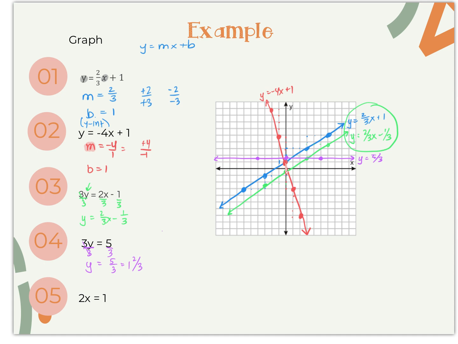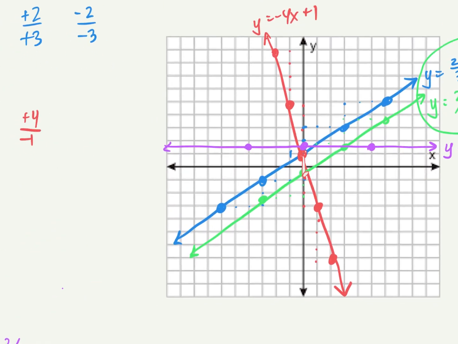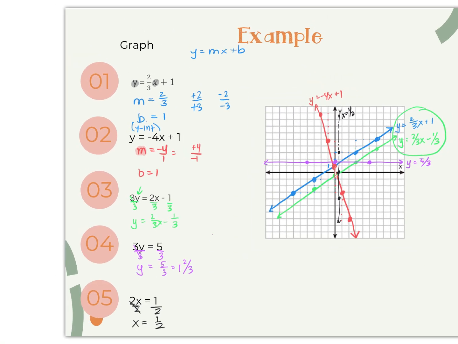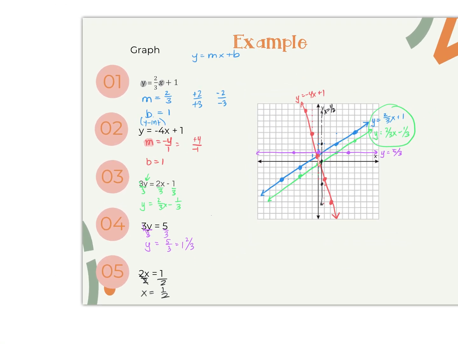And then the last one, divide by 2, and I get x equals 1/2. And so again, x is 1/2 is like right here. At this point, x is 1/2. And you're going to notice that this black line is x equals 1/2. And notice that it's a vertical line. Okay? So there we graphed all of our graphs.